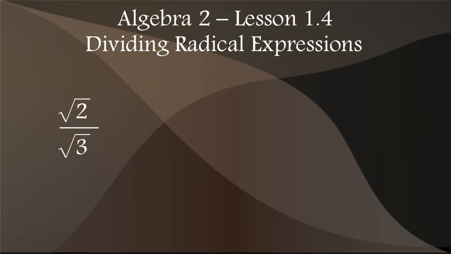Finally, let's take a look at this example. Root 2 over root 3. There's not a whole lot we can do here. There are no perfect squares. There's no further simplification that can be done here. But we're not quite done yet.